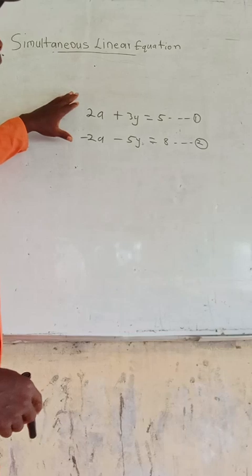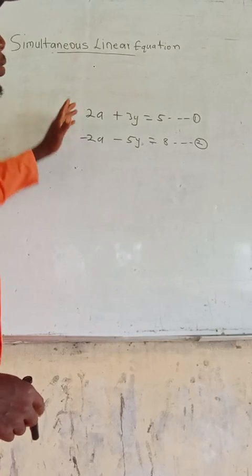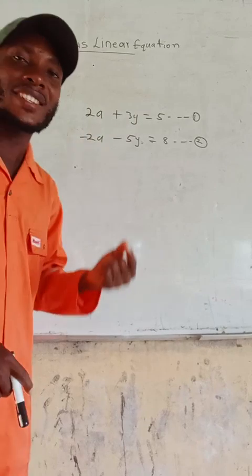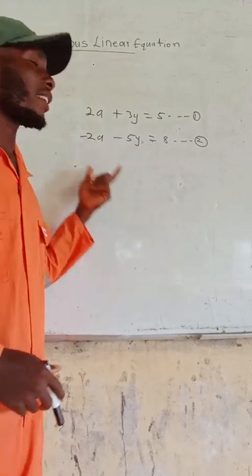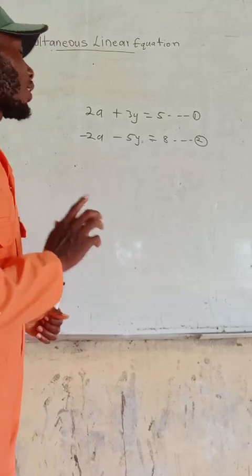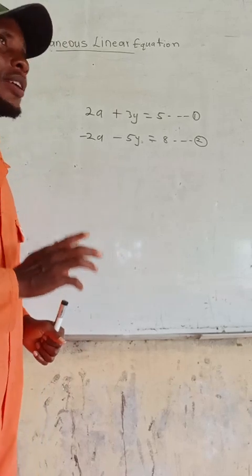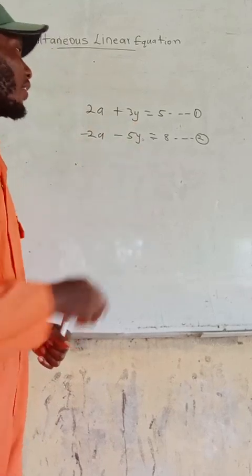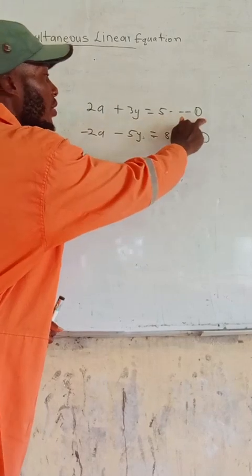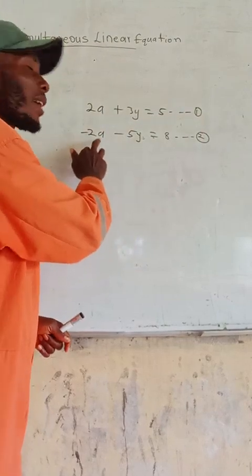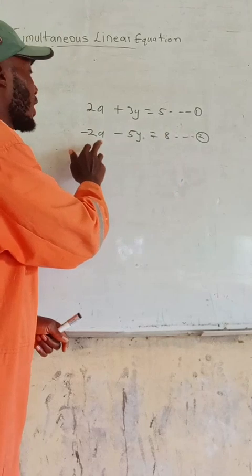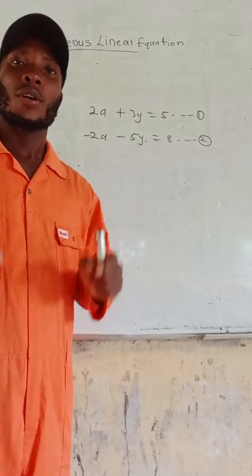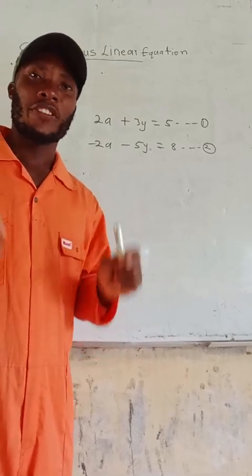So, you are seeing two unknowns. That is, you are seeing two alphabets in the expression. The two alphabets you are seeing here is what? A and what? Y. You are seeing A and Y in the first equation. You also see the same alphabet in the second equation, A and Y. So these are the two unknowns you are going to find.